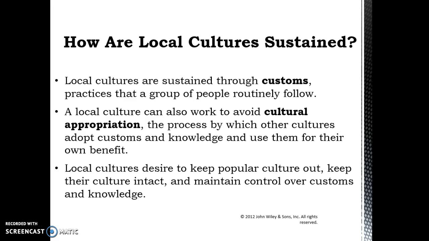What local cultures try to do in general, especially when we're talking about those folk cultures, is they work very hard to avoid cultural appropriation, which is that process by which other cultures, typically cultures with more power, try to adopt customs or knowledge and use them for their own benefit. And the great example we were talking about of this in class was, for example, yoga from India.